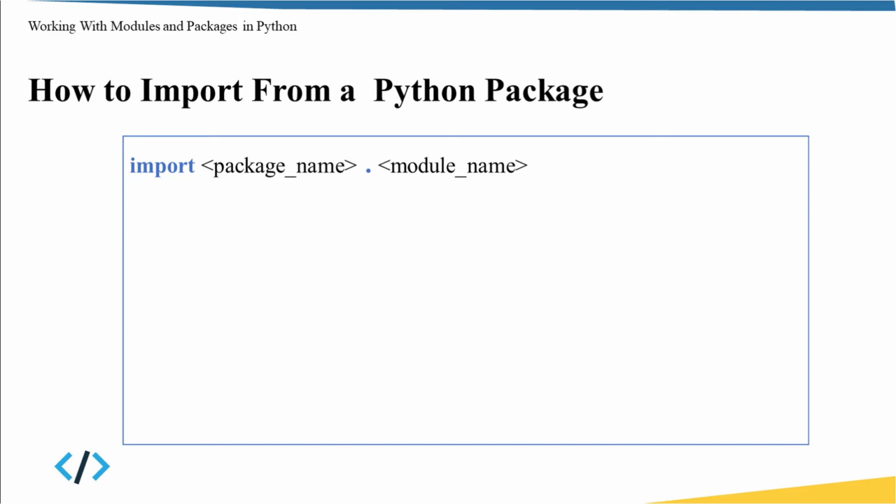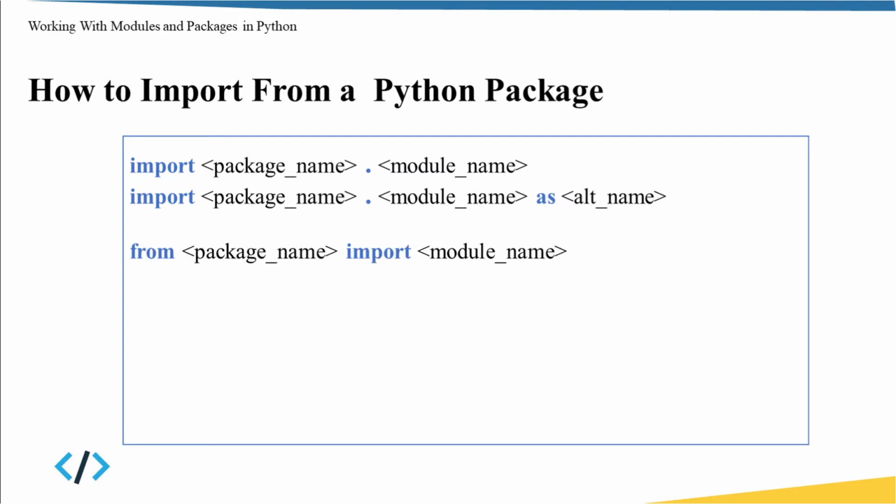Now let's see the syntax. You can import a module from a package simply by saying import package_name.module_name. You can also give an alias name, so there is no need to use all of this prefix every time you want to use this module. It's enough to use the alias name.